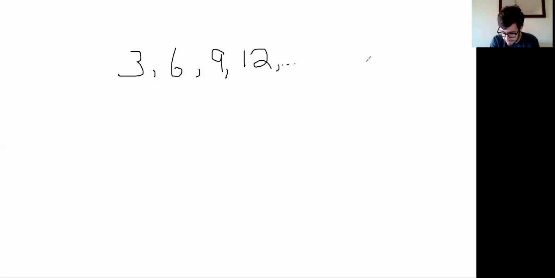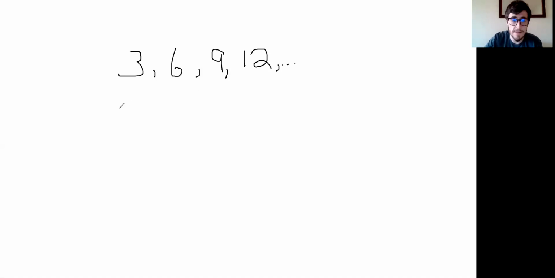Checkpoint number 4 wants to know the sum of the first 15 terms of this sequence: 3, 6, 9, 12, dot, dot, dot. So this is obviously just starting at 3, counting by 3. And it wants to know the sum of the first 15 terms. I don't want to write out 15 terms. That seems like more work than necessary.